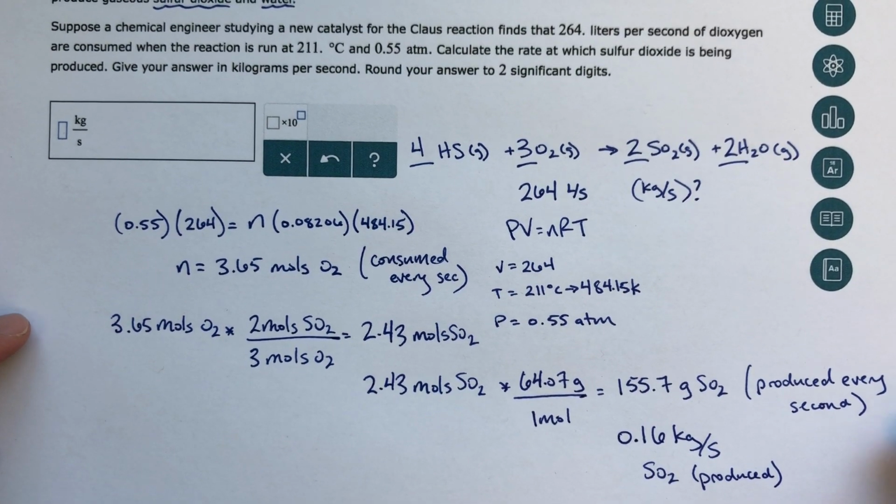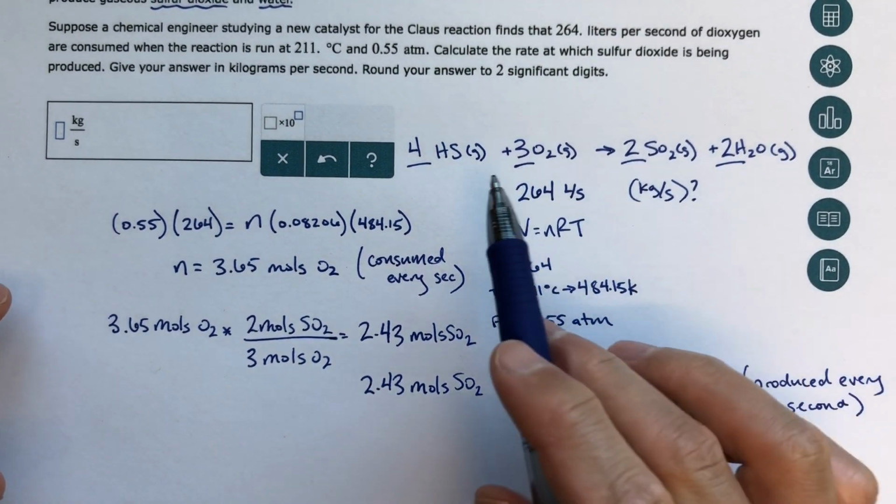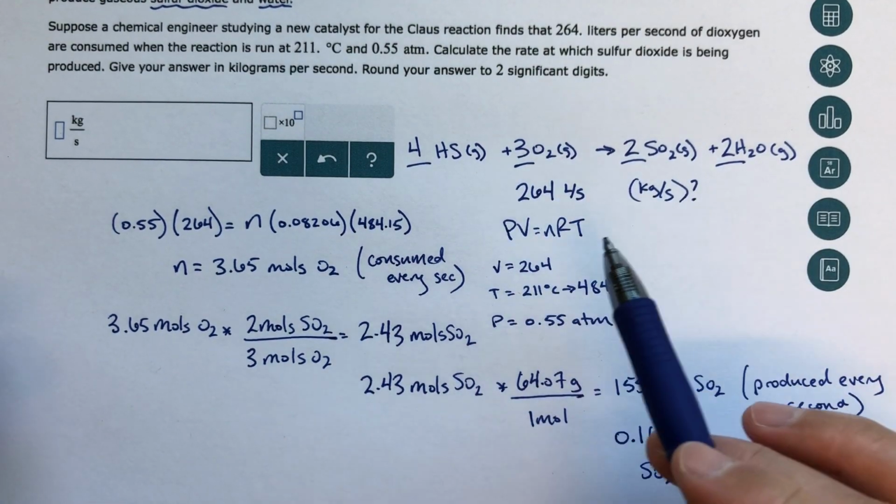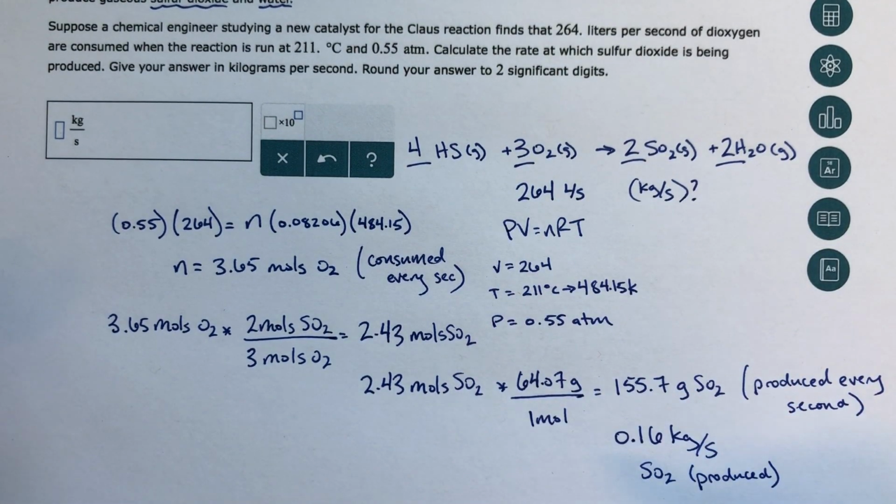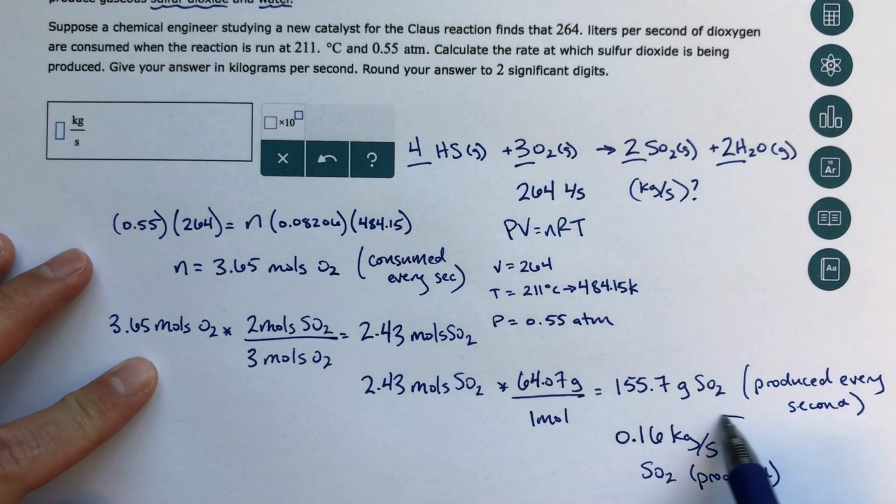But that's what we're looking for: balanced chemical reaction, multiple ratios, stoichiometry, with the ideal gas law thrown in there. So make sure you're understanding all of the aspects of this, what each step is representing. These little annotations I think are really good for this type of problem. But that's what we're looking for, 0.16 kilograms per second.